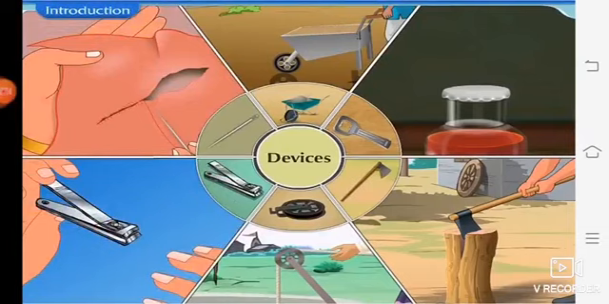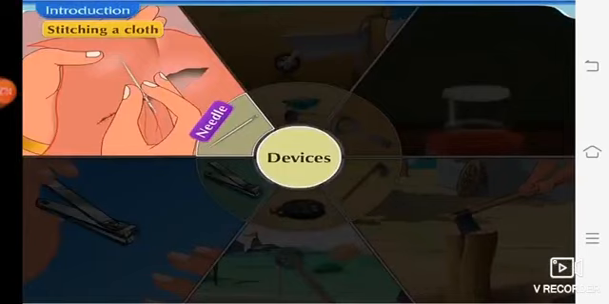Okay, so in the following pictures, certain devices are used to accomplish certain tasks more easily. Name the devices and discuss how they help. So the first picture is having a device that is needle. What is the use of needle? Yes, needle is used to stitch a cloth.